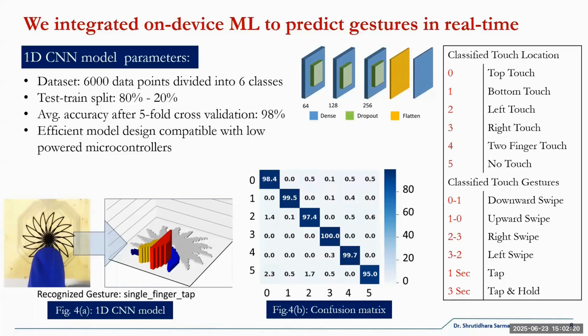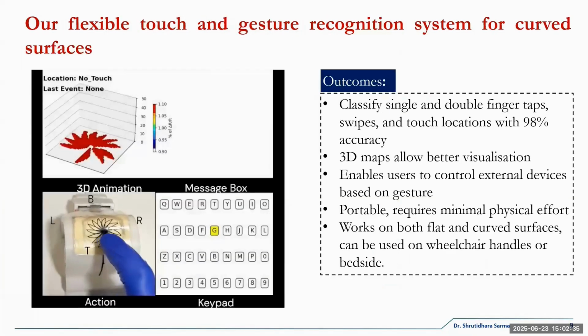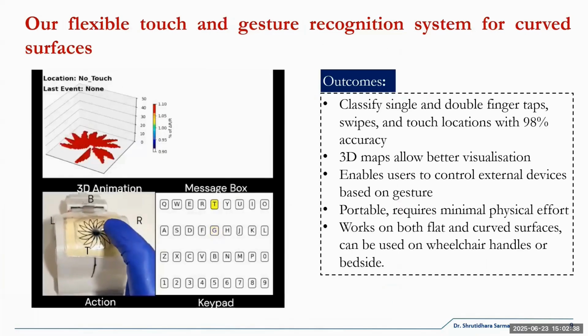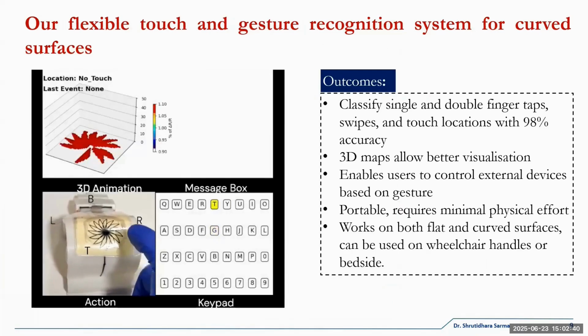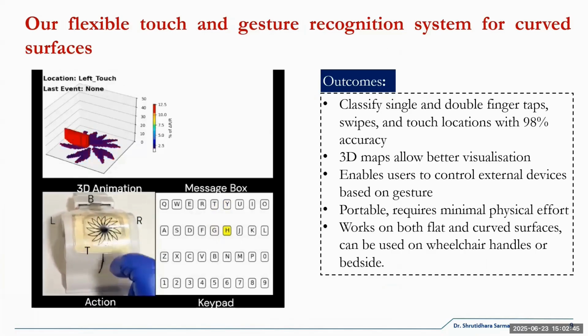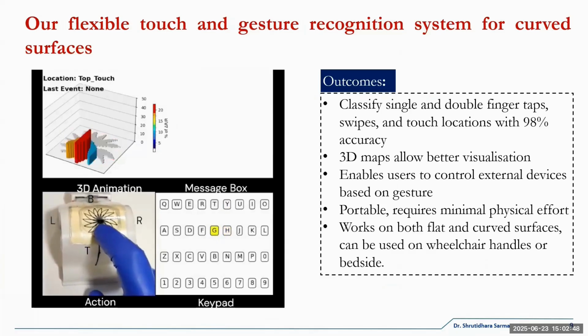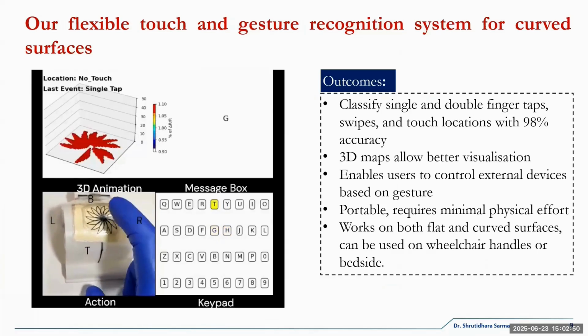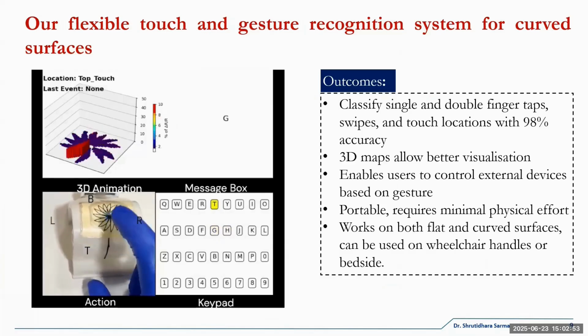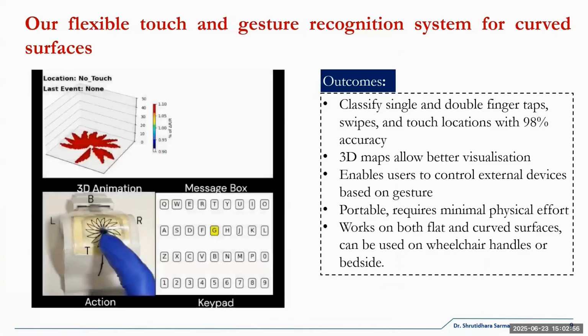Here you can see this is again just a 3D image showing that it has detected a single finger tap. And this is a confusion matrix, which shows the accuracy of our model, which is really high. After 5-fold cross validation, it's about 98%. So this is the system we have developed: a very simple, normal wristband structure touch panel, and you can touch depending on the location and what kind of touch it is, single or double. You can use it with an external device like controlling a keyboard or switching a light on and off.